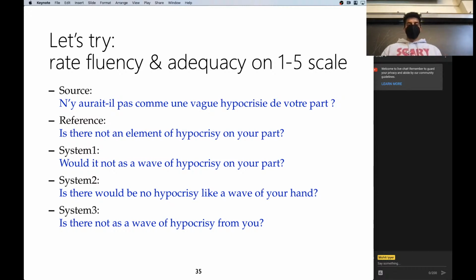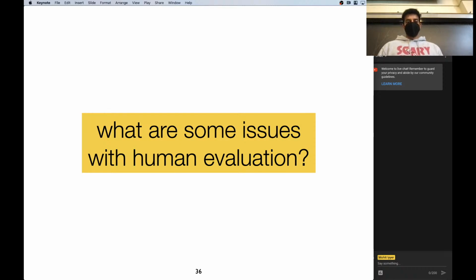So I'll just skip over systems 2 and 3. TLDR, they're not good either. All right, so that was one issue. What are some other issues of doing this human evaluation that you can think of?